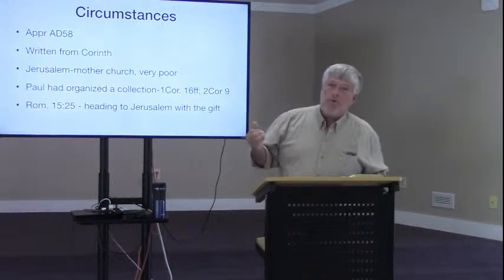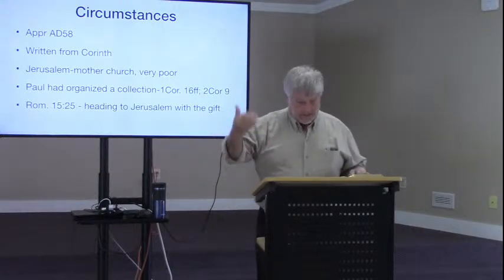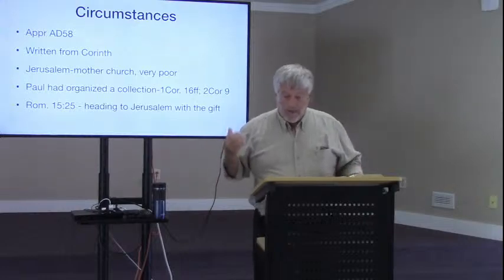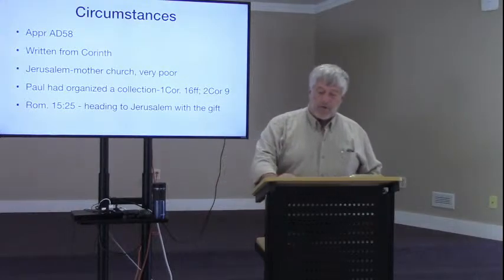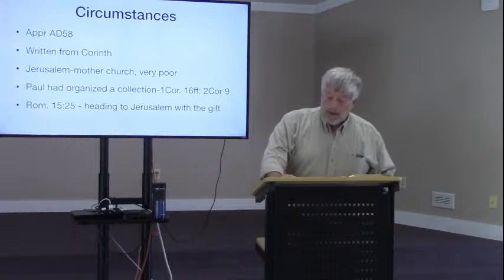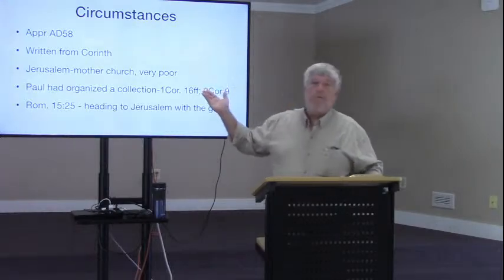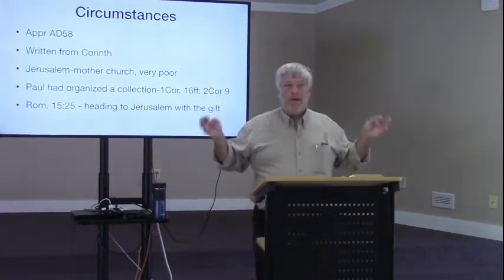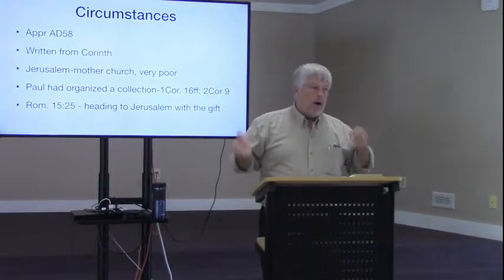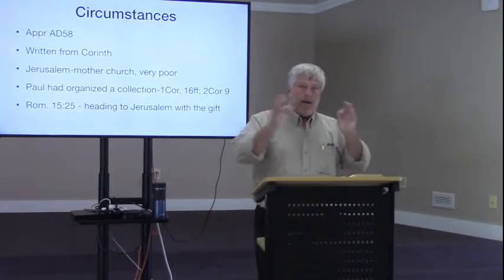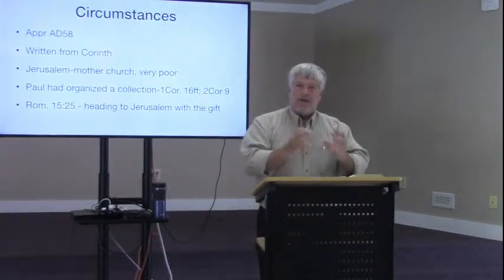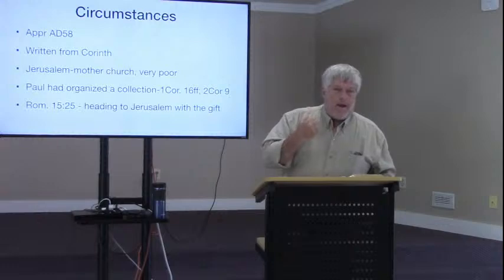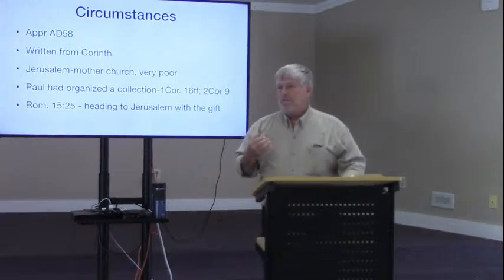So he's writing from Corinth, where he's already been, set up the church, got all these things going on. He's writing to them, but he's getting ready to travel to Jerusalem. And Jerusalem was the mother church. That was where James was still there. And so it was kind of the headquarters, if you wanted, the hub. But it was a very poor church. Not a lot of money.